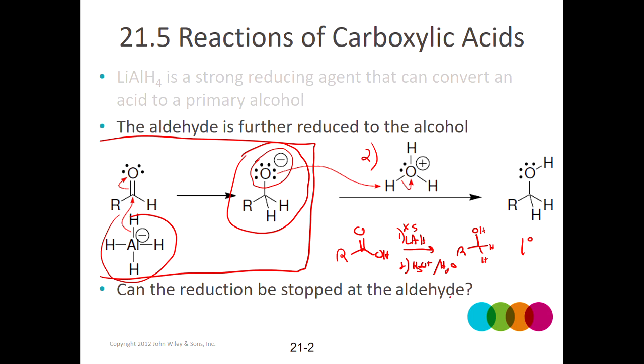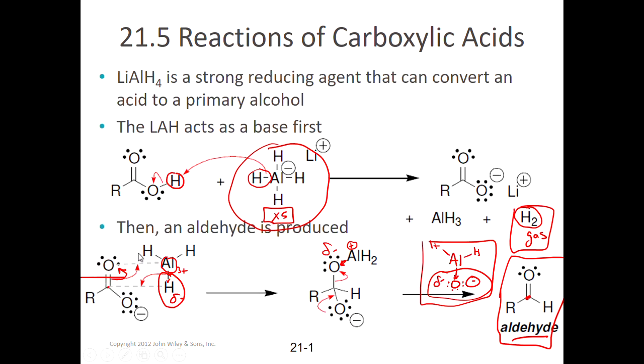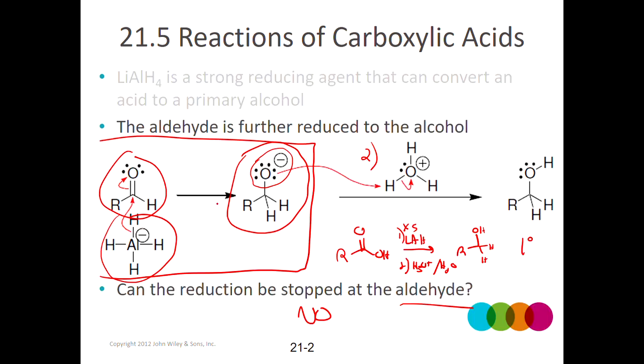Can the reduction be stopped at the aldehyde? The answer is no. An aldehyde is very reactive to our LAH. So even if we didn't use excess, when some of the LAH reacts here and produces the aldehyde, some of the molecules are going to undergo that before others have even had a chance to react, probably. And the ones that have formed into aldehydes will react with any LAH that's there. So there's really no way to stop this reaction at the aldehyde. It will pretty much always keep going in the presence of LAH to this alkoxide, and then the H3O plus that's added will convert that into a primary alcohol.